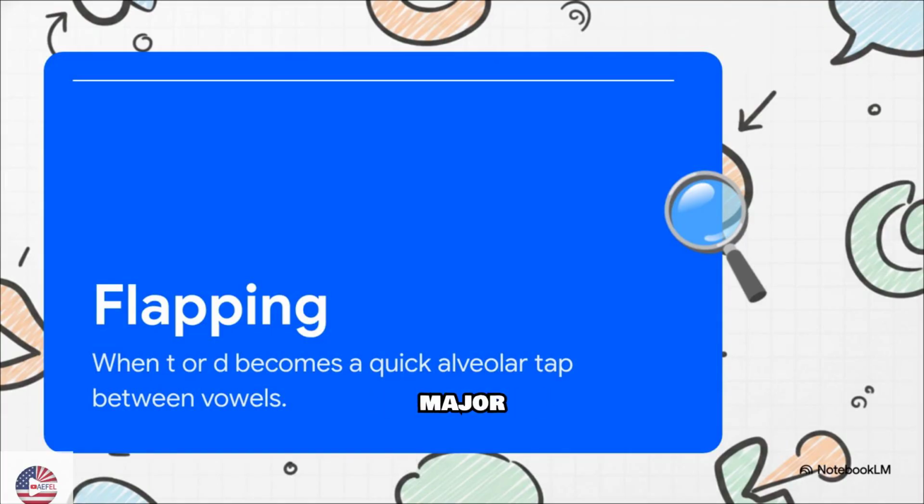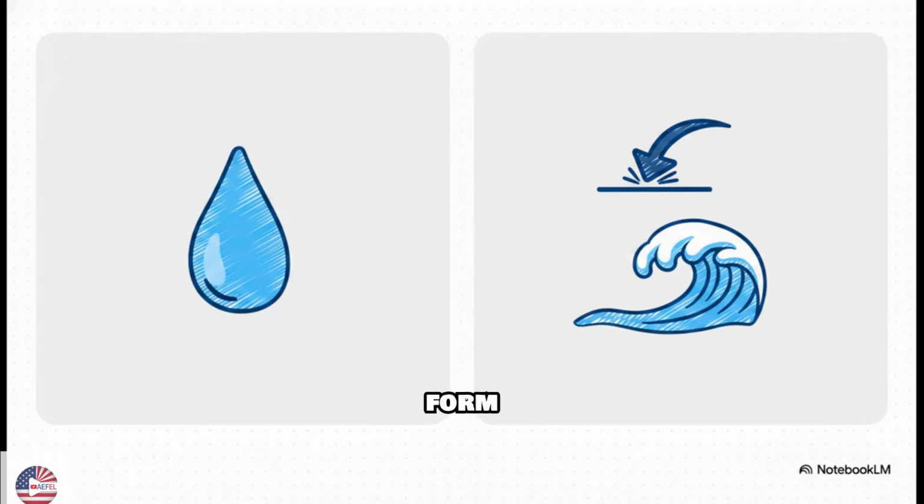The first major rule we have to talk about is called flapping. This is a massive characteristic of American English. Flapping happens when a T or a D sound gets caught between two vowels, right before an unstressed syllable. Instead of a hard, crisp burst of air, your tongue just does a lightning-fast tap against the roof of your mouth. Take the careful form for a second, water. Now contrast that with the connected American form, water.